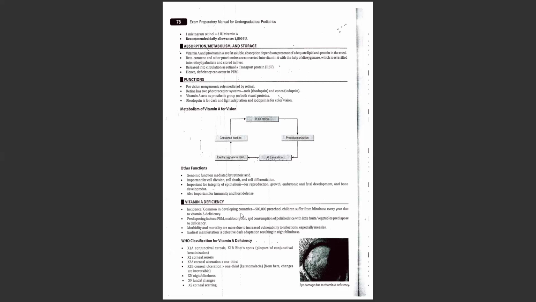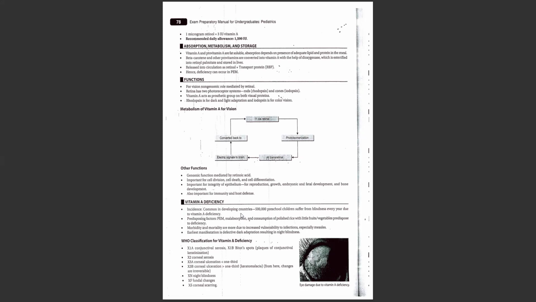The next topic is the WHO classification of vitamin A deficiency. This is most commonly asked in our university exams. X1A is conjunctival xerosis, X1B is Bitot's spots, which are plaques of conjunctival keratinization. As shown in this picture, there is a white plaque on the conjunctiva, that is the X1B Bitot's spot. X2 is corneal xerosis, X3A is corneal ulceration occupying less than one third of the cornea, and X3B is corneal ulceration occupying greater than one third of the cornea.